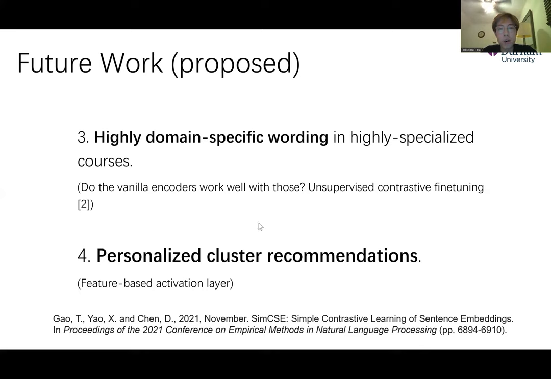And the last direction is to personalize cluster recommendation. When deployed in a real-life setting, when the course providers use our pipeline, we suggest enabling them to accept, reject, and merge the clusters. And we can take the centroid embedding of each cluster as a feature, and learn a feature-based activation layer using some simple classification model, probably like logistic regression, to learn their behavior of accepting, rejecting and merging the clusters, to provide them with more personalized cluster recommendation.